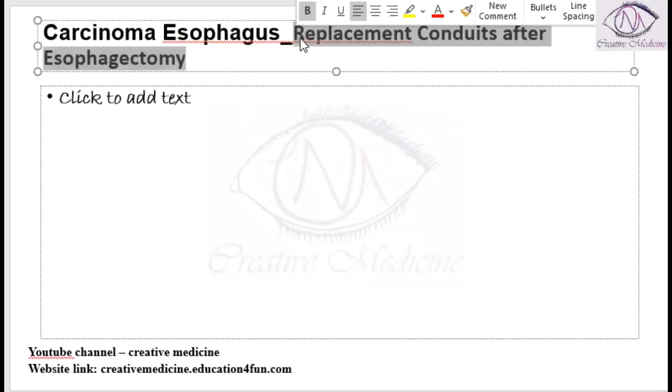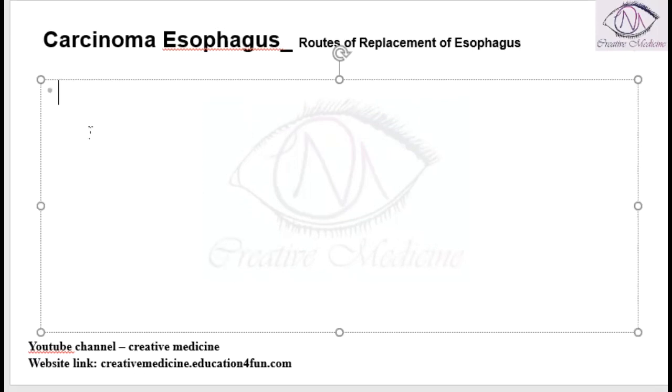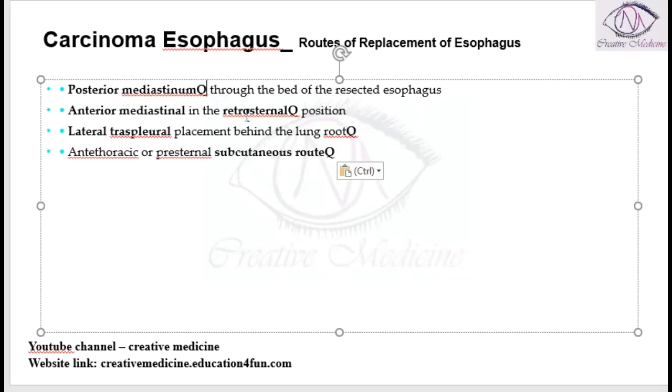Now, the next topic is routes of replacement of esophagus. The routes of replacement of esophagus are of four types. For esophageal replacement, we can replace the esophagus either through the posterior mediastinum, or we can replace the esophagus through the anterior mediastinum in the retrosternal position, that is behind the sternum, through the anterior mediastinal route.